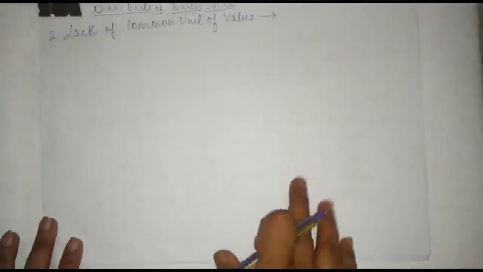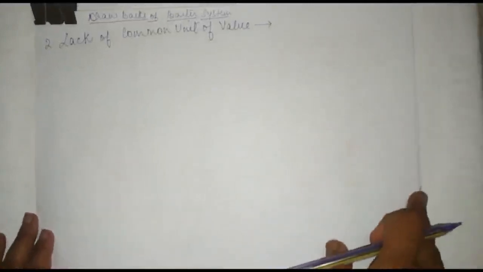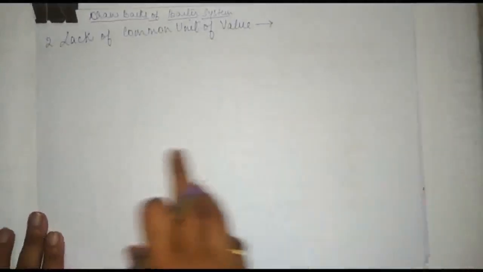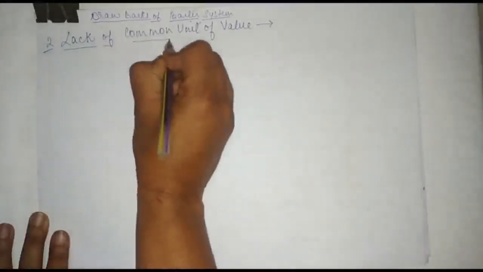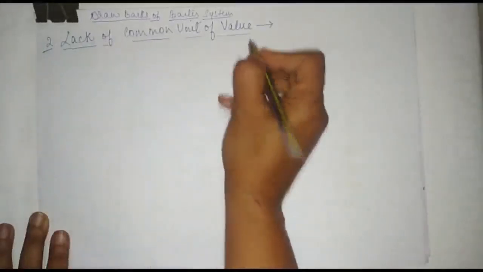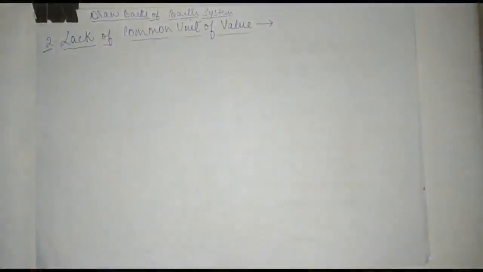Now the second drawback, we'll write about the second drawback. We have done with the first drawback. It was the lack of double coincidence of want. Now the second drawback is lack of common unit of value. What does it mean, lack of common unit of value?